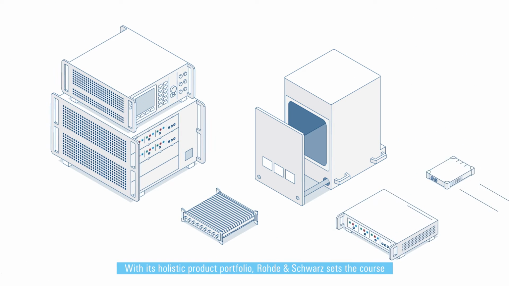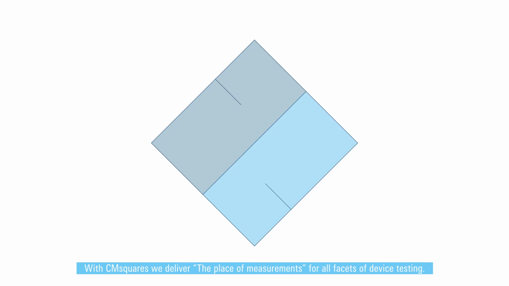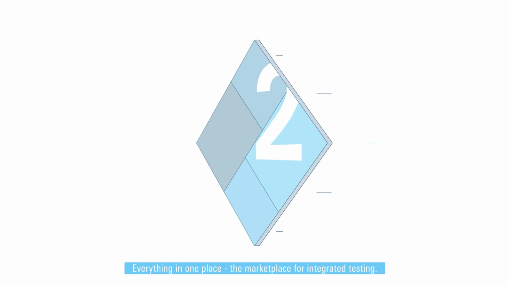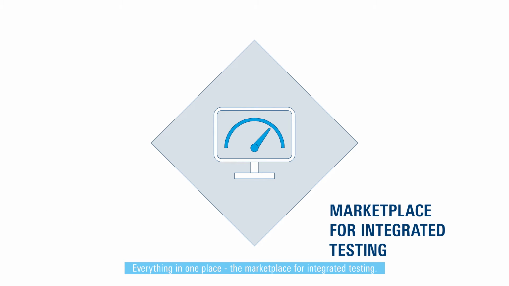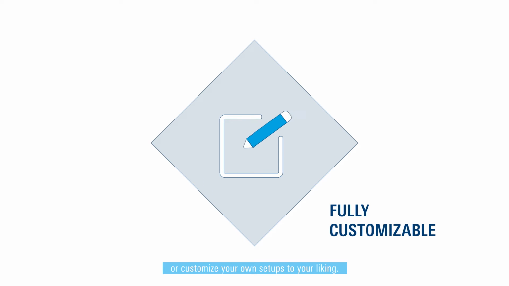With its holistic product portfolio, Rohde & Schwarz sets the course for measurement of all relevant technologies from a single source. But we go even further. We deliver a single software for all areas of application. With CMsquares, we deliver the place of measurements for all facets of device testing. Everything in one place, the marketplace for integrated testing. You can access pre-installed test scenarios without further programming or customize your own setups to your liking.